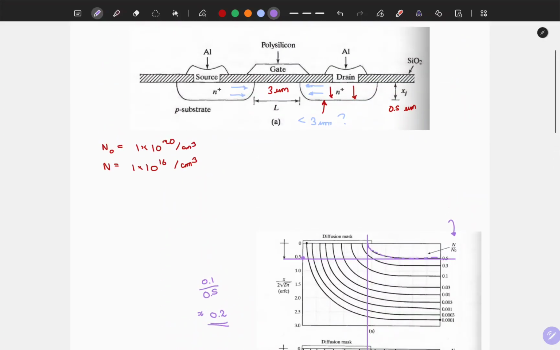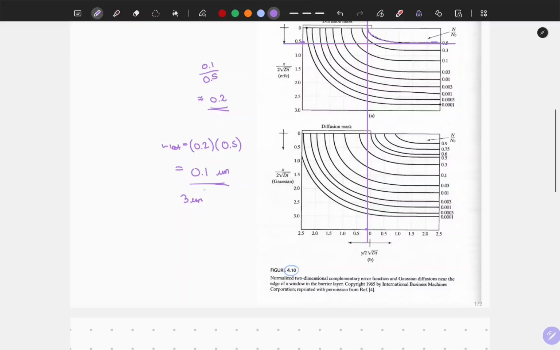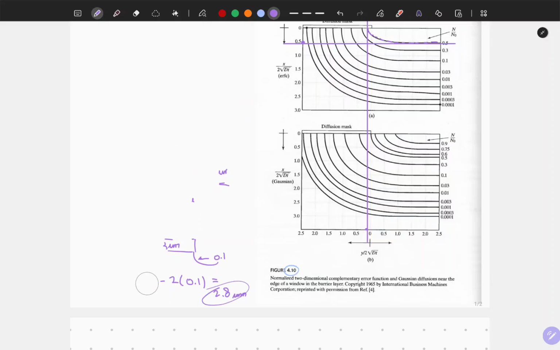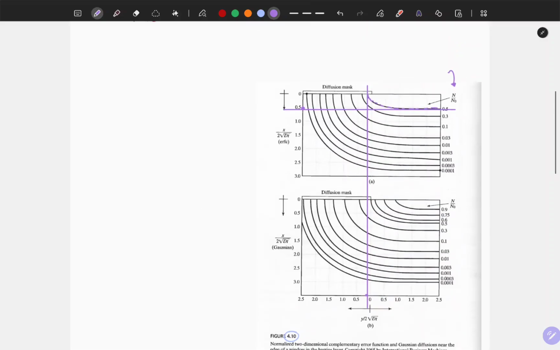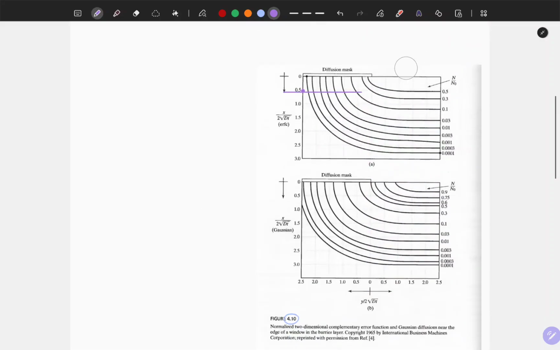So in that case, if we have 3 initially, we would subtract, right? We have 3 initially, and we diffuse 0.1 on each side, we end up with 3 minus 2 times 0.1 is equal to 2.8 micrometers. Cool. Let's do that again and repeat the same process for our actual values. And I encourage you to try doing this yourself first, and then I'll show you how to solve it.